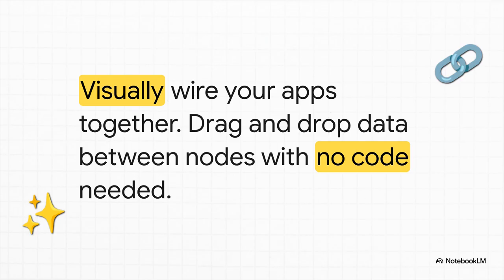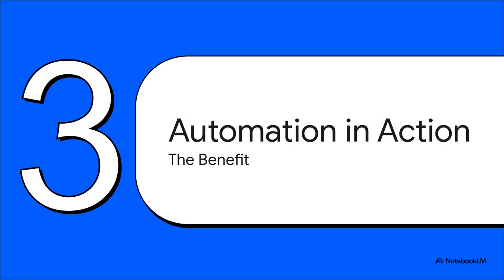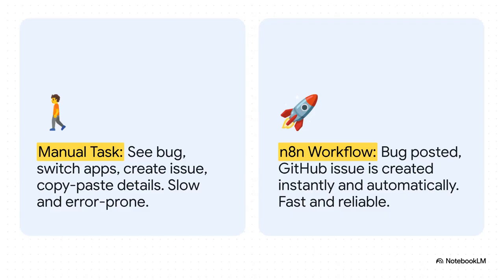It's that simple. All right, so let's get to the good part, the payoff. We've built the workflow, we've flipped the switch to activate it, so what happens now? This is where you see that immediate return on investment. For those 5 minutes of setup? I mean, the difference is just night and day. On one side, you have the old way, the manual way. See the bug, switch apps, create the issue, copy, paste. But on the other side, with the n8n workflow, the bug gets posted and the issue is created instantly. All that manual friction, it's just gone.